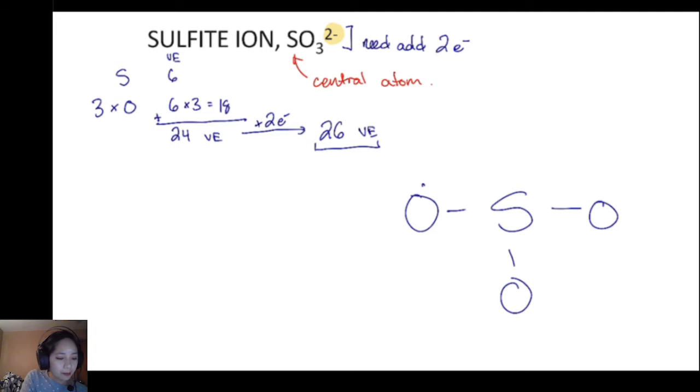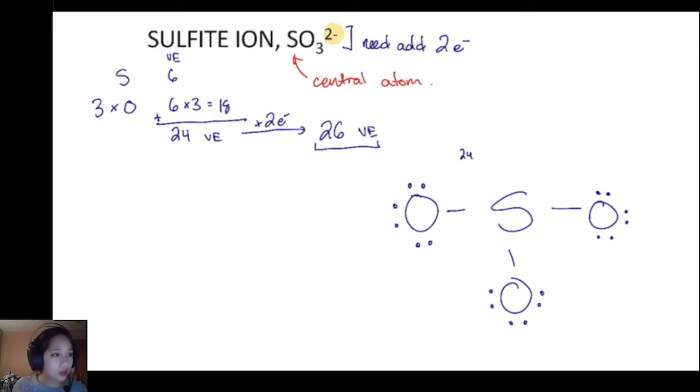So we have 6, 7, 8, 9, 10, 11, 12, 13, 14, 15, 16, 17, 18, 19, 20, 21, 22, 23, 24. If I've drawn 24 electrons so far, I like to write it down so I can keep track. Now, as drawn, all of these oxygens have full octets. They have 8 valence electrons. So we have 24 electrons drawn.